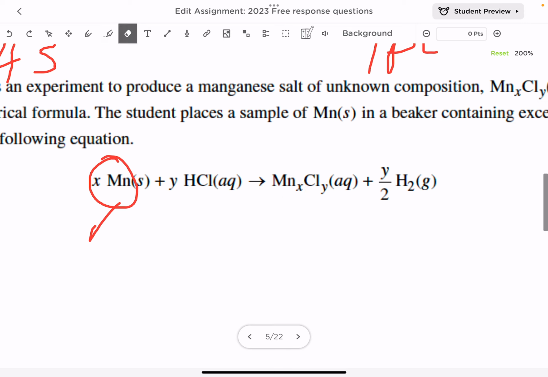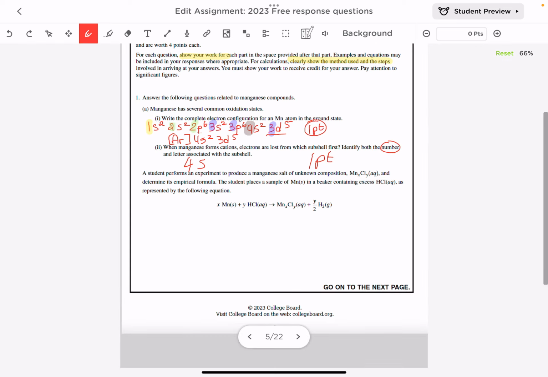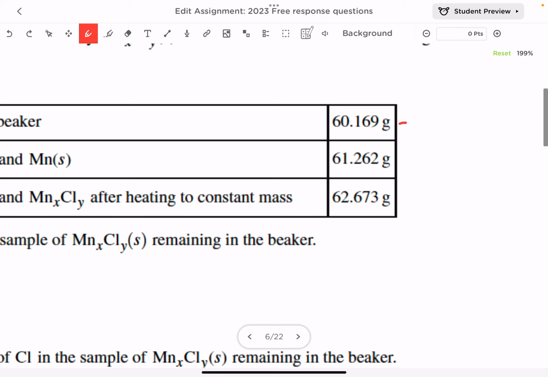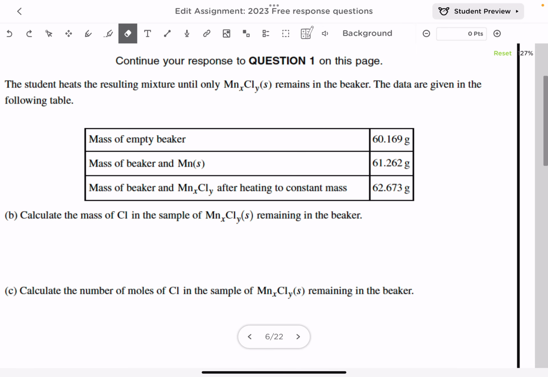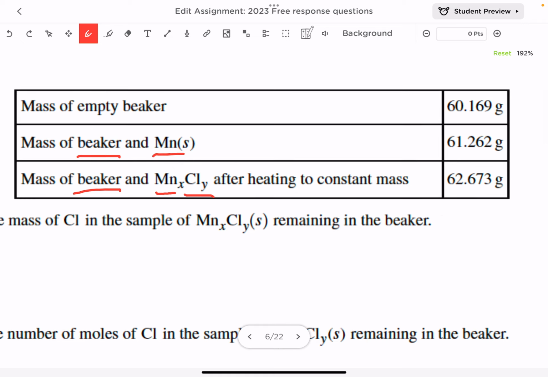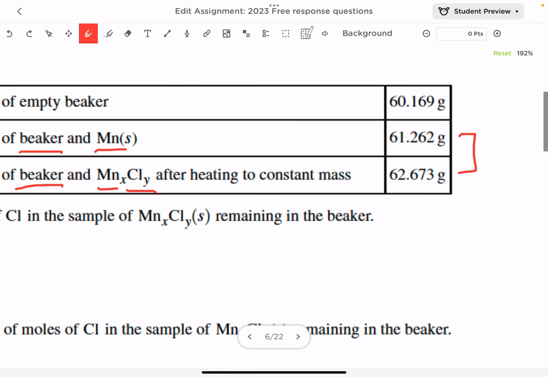Now, in order to find the mass of Cl, we will see the data given. We cannot get the mass of Cl from HCl because this one is in excess, so not all the Cl here is in the compound; there's still some Cl remaining. So let's look at the next page and see the data provided. Here in this table, they've given us the mass of the empty beaker, and the mass of the beaker and manganese. So if I subtract those, I can get the mass of manganese. And then the mass of the beaker with the MnxCly after heating to constant mass. So if I subtract those two, I can get the mass of Cl.